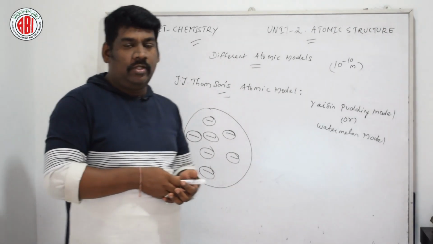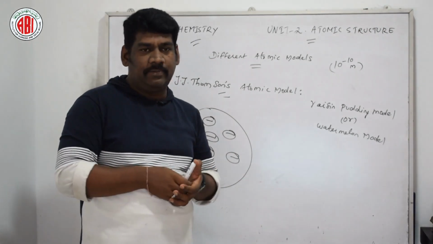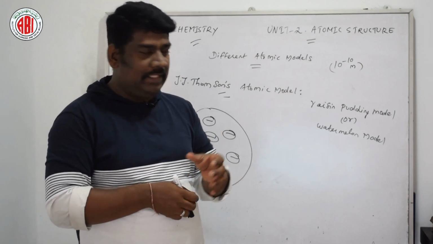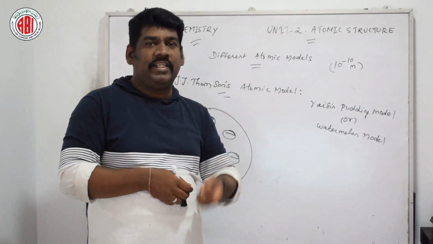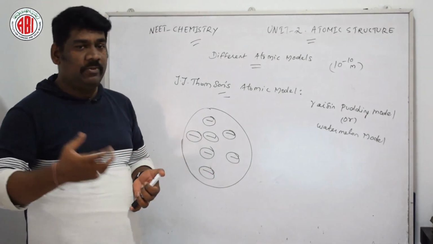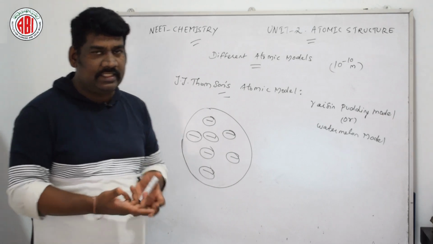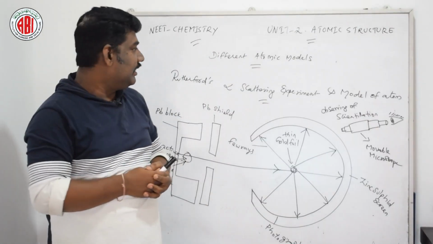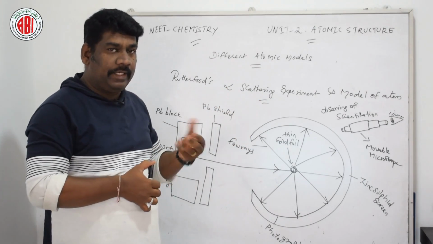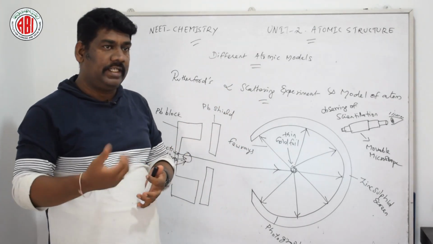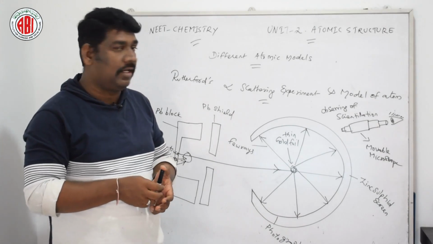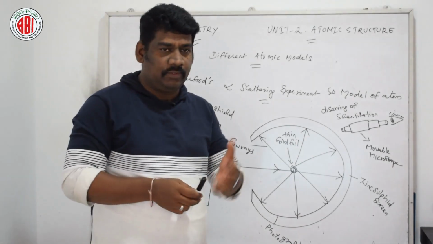Okay, so now let us discuss Rutherford's alpha scattering experiment. Based on that, he was able to give his own postulates of the structure of Rutherford's model of an atom. Let us see now. We are going to discuss this alpha scattering experiment, through which he could give his own perception of the Rutherford model of an atom. So let us see one by one.